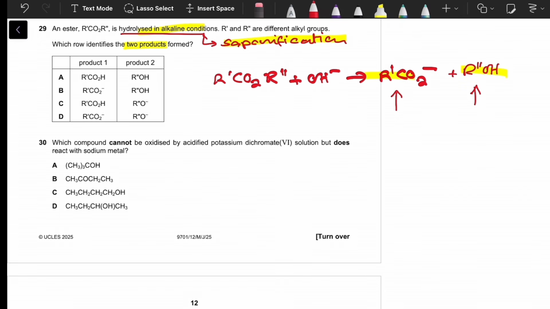We can cancel out C and D because there's no alcohol product mentioned. And it's definitely not A because a carboxylic acid is not formed because the strong base immediately deprotonates it. So we'll always end up with a carboxylate ion. So the answer must be B.